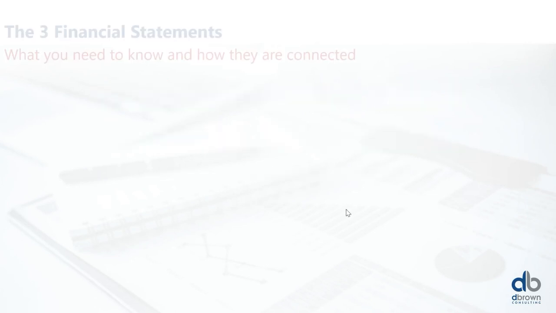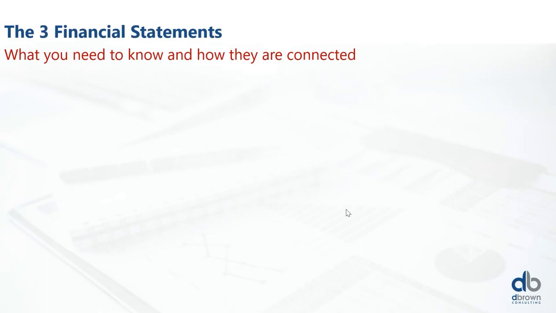What are they? Right. So if you look at my screen, everybody, what you need to know about and how they are connected. How are those three statements connected? The first one, of course, is the balance sheet. This balance sheet is, to me, the most important of these statements because it tells you a story. It tells you a story, but only a story at a point in time.